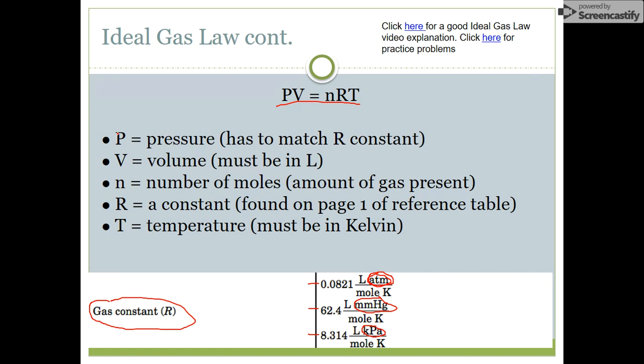Okay, so that's P. V, volume, has to be in liters. Remember, if it's in milliliters, then you divide by 1,000 to get to liters. N in this case represents the number of moles. Remember in class, we've converted to moles before. R is a constant which is found on page 1 of the reference table, that gas constant R I just talked about. And then T is temperature. That temperature has to be in Kelvin. So remember, if it's in Celsius, then we add 273 to get it in Kelvin.